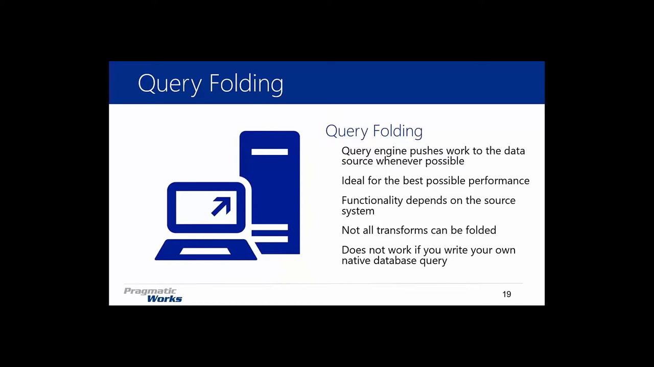The idea of query folding is that rather than filtering the data on the client side, it actually filters the data on the server. That means instead of bringing back 1 billion rows and then filtering, the filter is applied using the native language of whatever the source system is. That's what query folding is. Now, there are a couple of ways that you can do query folding.